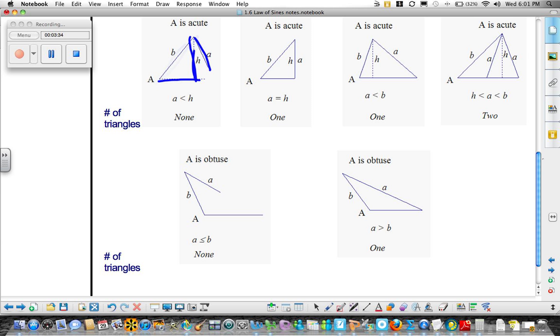All right, let's go to the next example, the next possibility. Well, what if you figure out the height, you go B sine A and you get the height, and it's exactly equal to side A? Well, in that case, there's only one triangle that's possible, and it would be a right triangle.